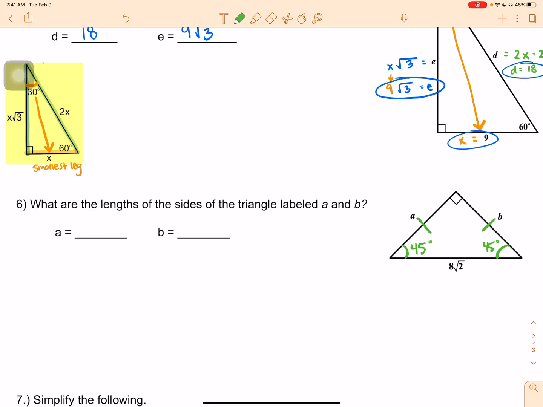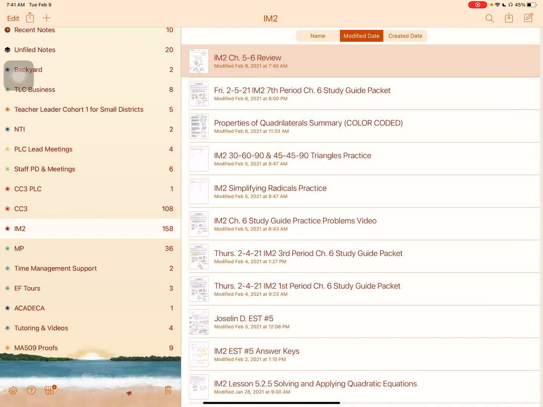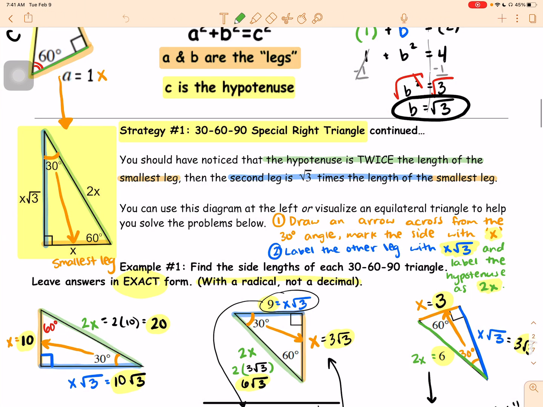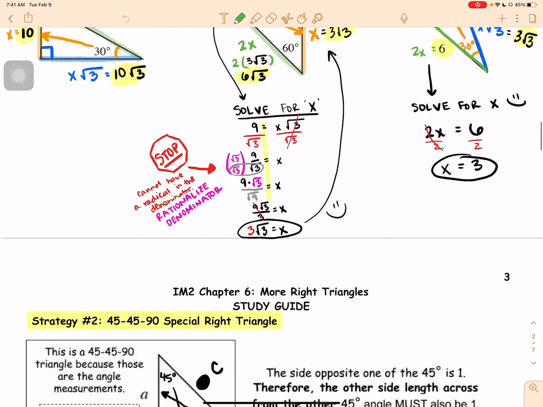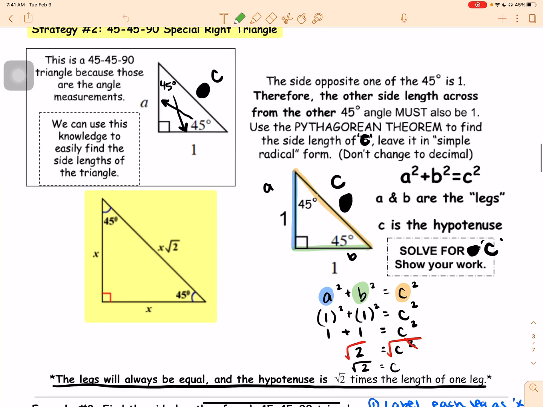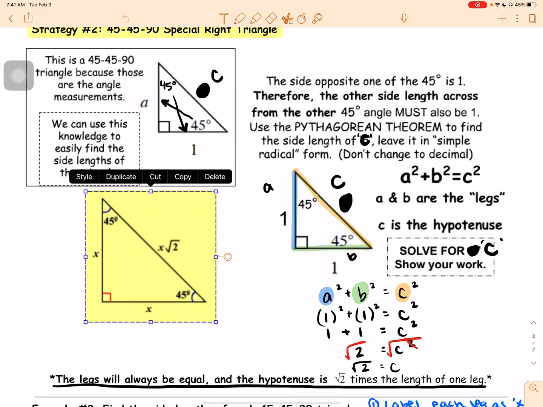Okay, so I'll show you in your notes where you can find this diagram. So if you go to the Chapter 6 study guide packet, they were the second triangle we did right here. This one's a little bit simpler because the legs are always equal.